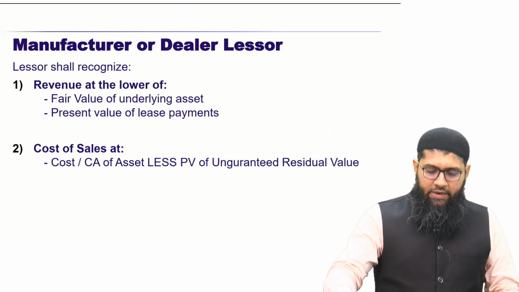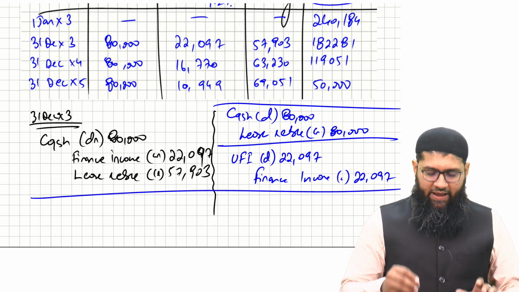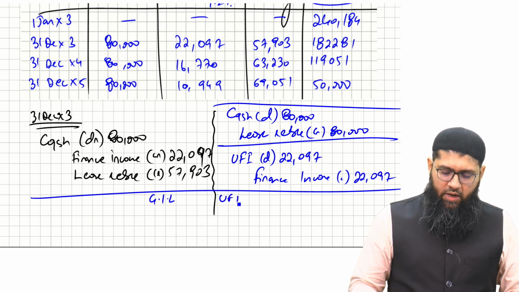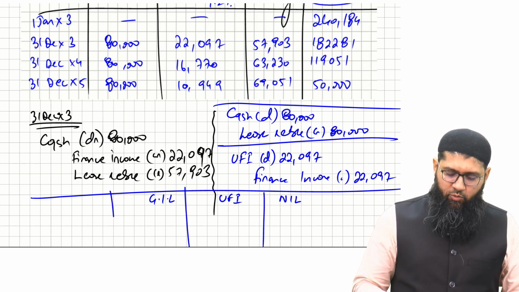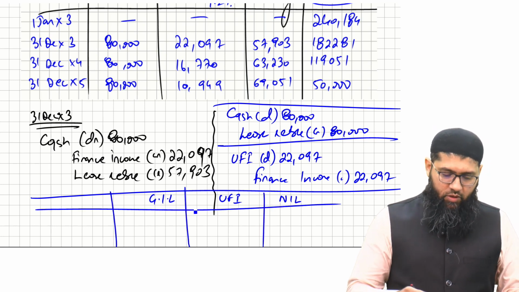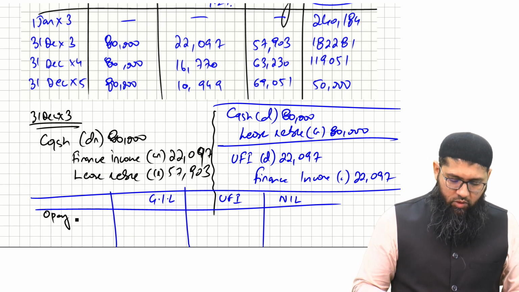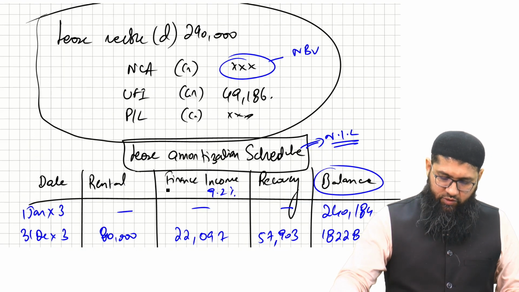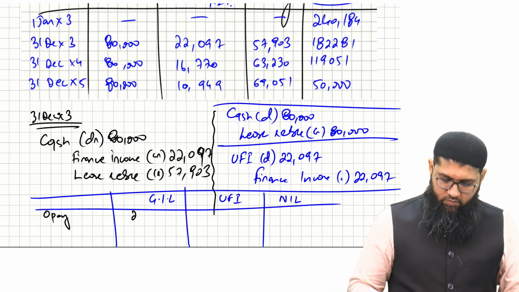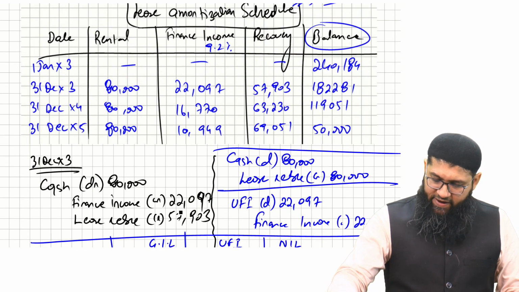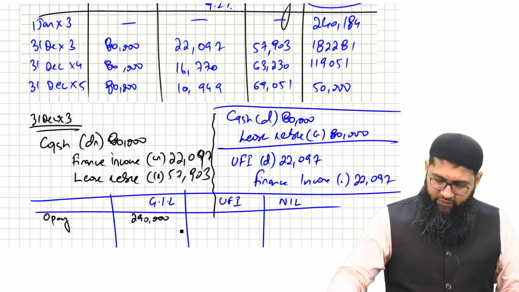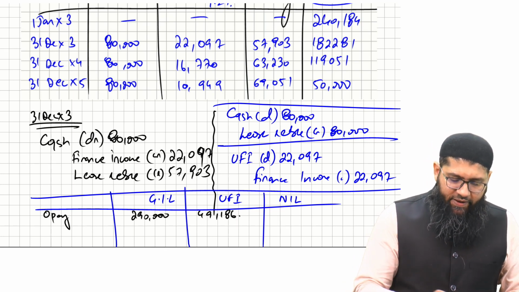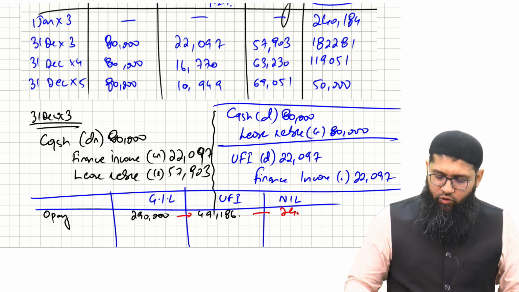Now technically, what has happened because of this entry is that I just need to show you gross investment in the lease, unearned finance income, net investment in the lease. Let me guide you so that you do understand. Opening, how much was it? Gross investment 290,000, right? The unearned finance income opening was 49,186. If you determine the difference between these two, you will end up getting 240,184.